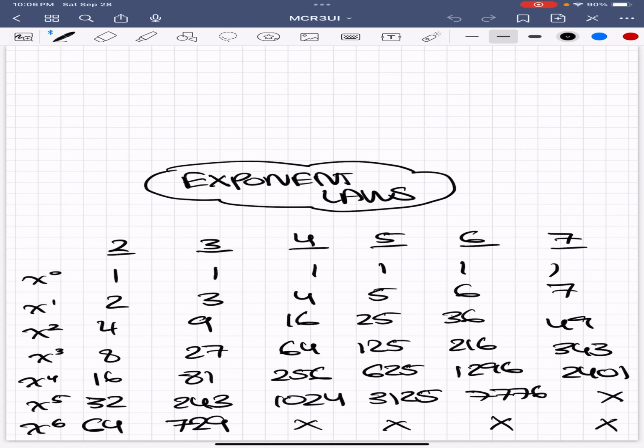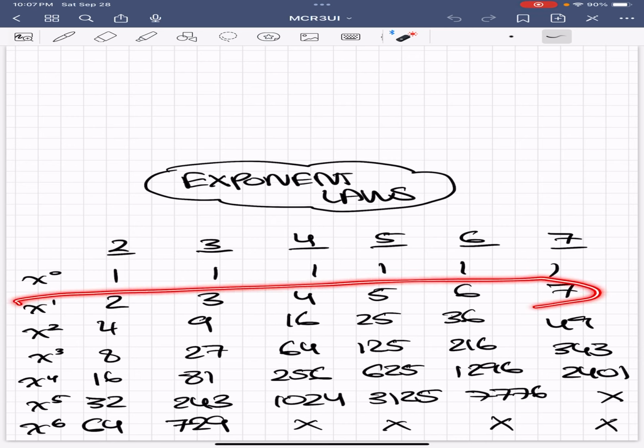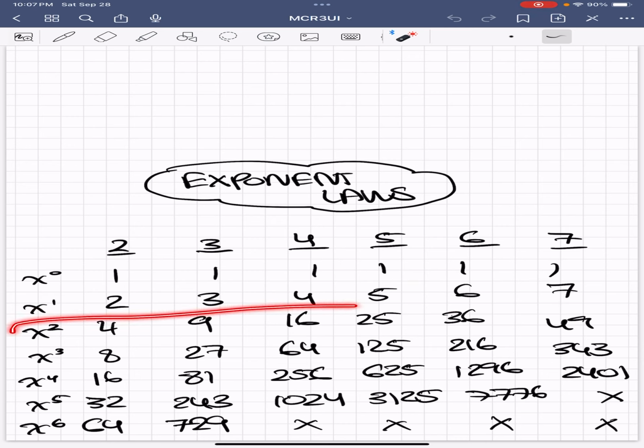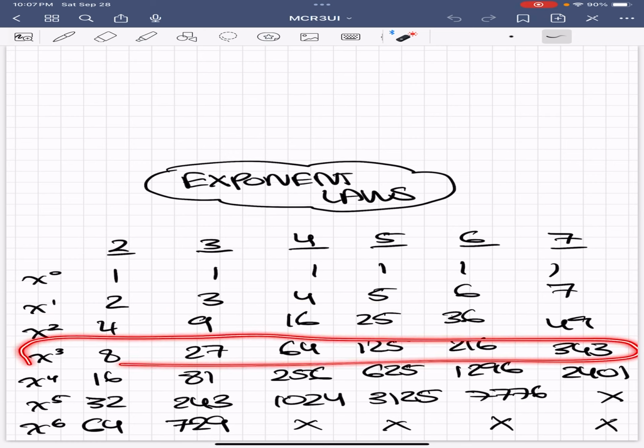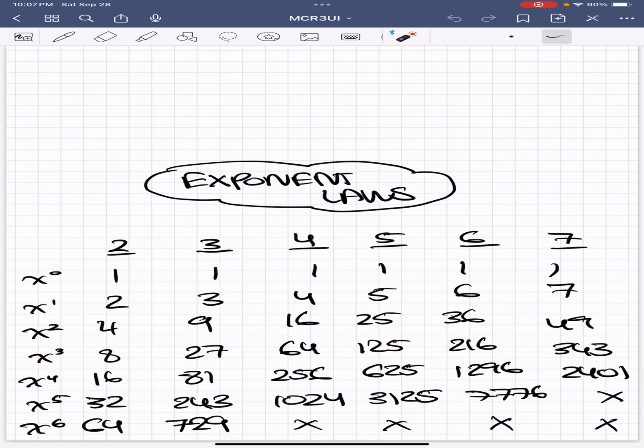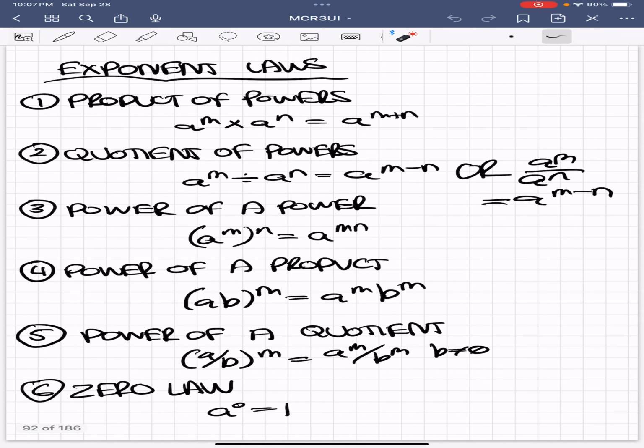As you can see here, I have a huge chart, and this is x to the power of 1, x to the power of 2, x to the power of 3, and so on and so forth. So let's begin. Okay, so we have to review our exponent laws.